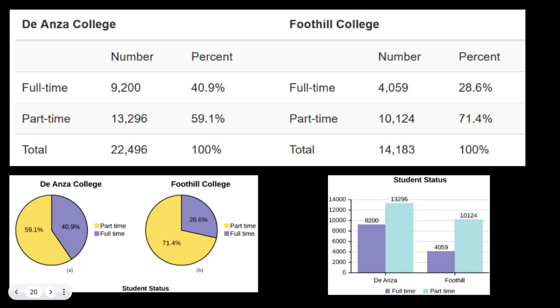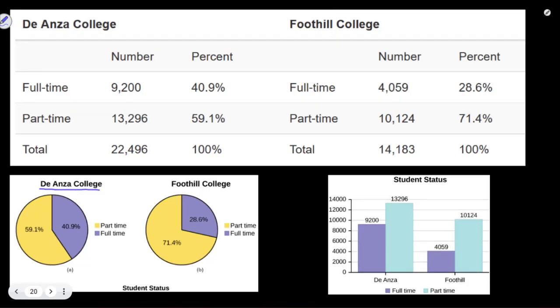We've got our 2 colleges here, De Anza College and Foothill College, and you can see we've got a table that shows us the full-time number of students, the part-time number of students, and then the total number of students, along with the percentages for each of those schools and each of those categories. So if you look here, first of all, at this pie chart over on the bottom left, we've got the De Anza College pie chart, and you can see we've got 59.1% of the students are part-time and 40.9% are full-time. Then if we look over at the Foothill College pie chart, we've got 71.4% of students are part-time and 28.6% of the students are full-time.